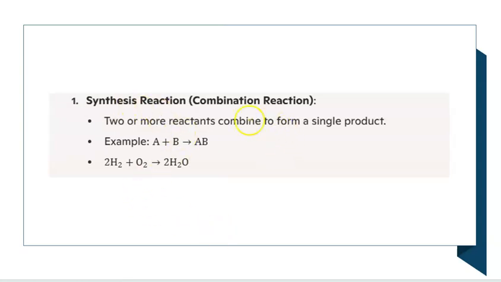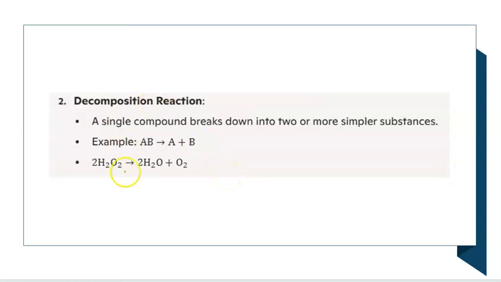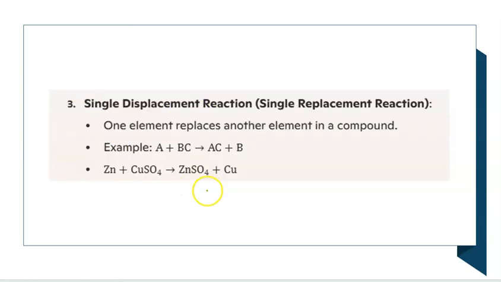Well, this is a synthesis reaction. When you combine 2 elements or 2 compounds and make only one, this is what we call a combination reaction or synthesis reaction. In this case, you have 1 compound and you divide it into simpler substances or compounds. This is what we call decomposition.